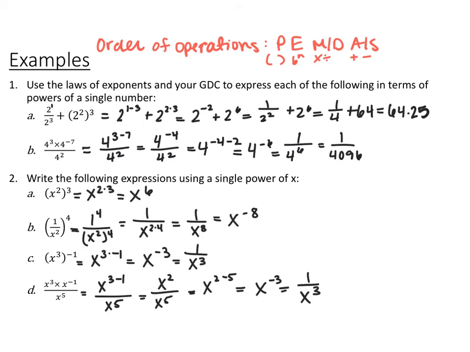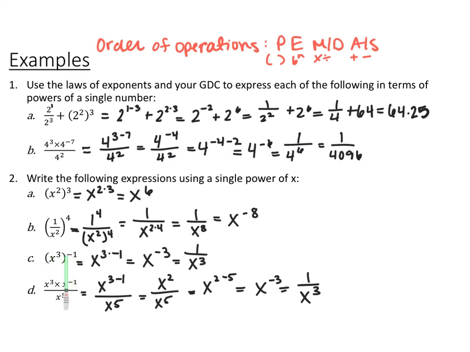So for the first one, you're raising a power to a power, multiply them, so you end up with x to the 2 times 3, which is x to the 6th. For the second one, you're dividing two things inside a parenthesis, raising to a power, so you distribute the 4th power to both the numerator and the denominator. So 1 to the 4th divided by x squared quantity to the 4th power. You end up with 1 over x to the 8th, or x to the negative 8.